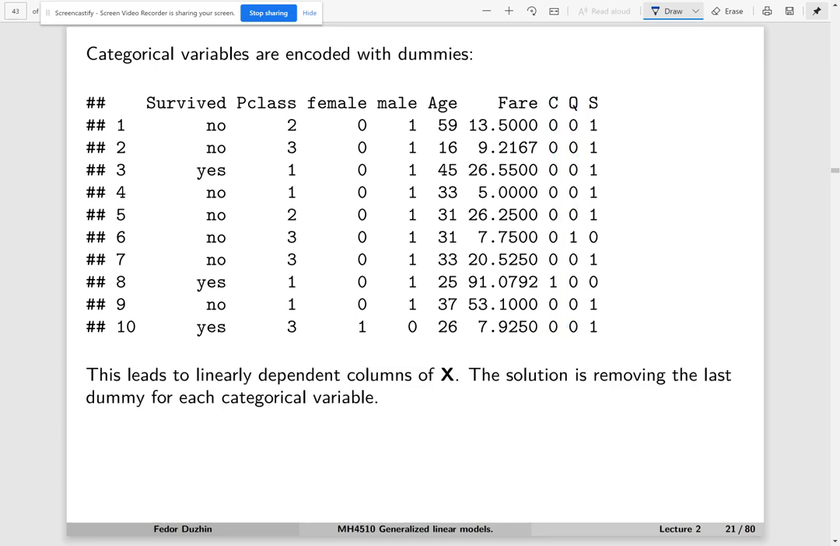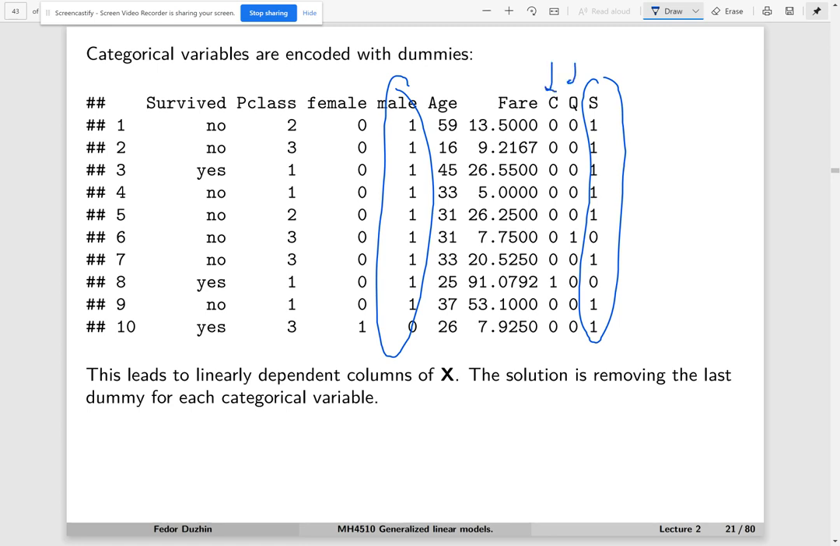But the solution is very simple. We just need to remove the last dummy from each categorical variable. If our categorical variable has k different values, then we should have not k dummies, but k minus 1 dummies. Like, we do not encode male, so we just have the variable female. Whoever is not female is going to be male. That's the idea. We do not encode Southampton. Whoever is not C or Q is going to be S, right? So we just remove them from X, and then we're fine.